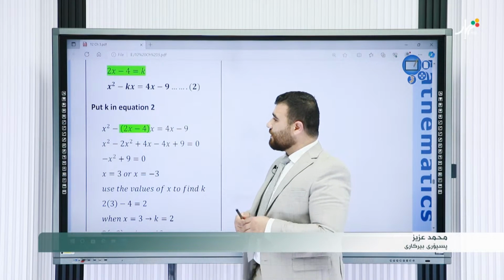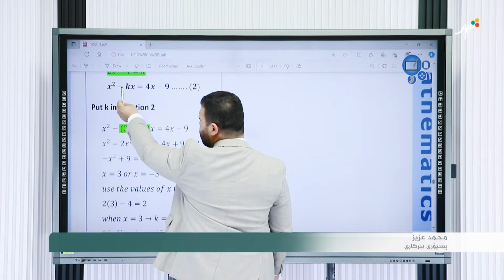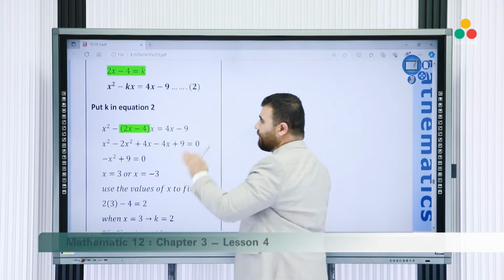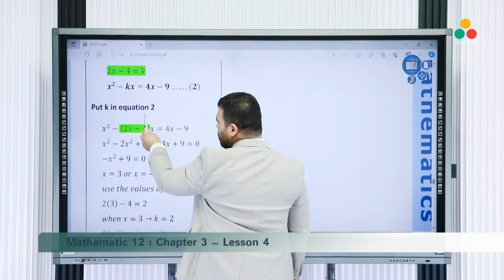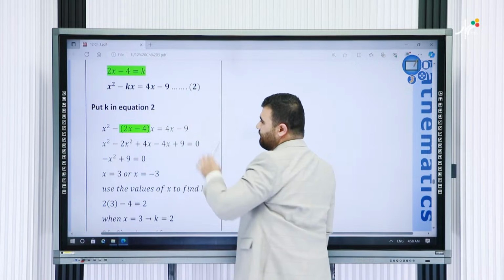And instead of k, we have 2x minus 4. X squared, as it is, minus, and instead of k, 2x minus 4. That's 2x minus 4. Next to the k, there is x. This is the x. Equal 4x minus 9.